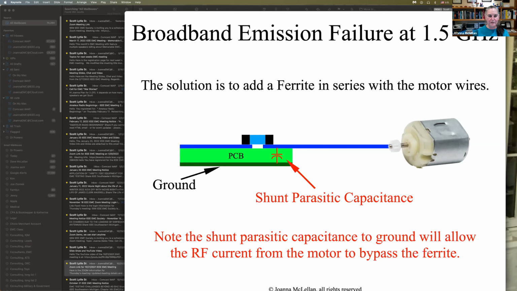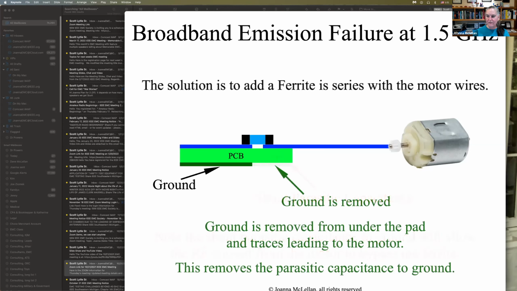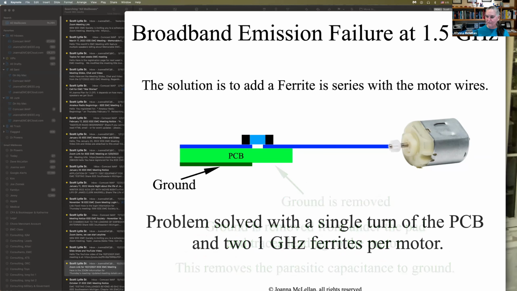In this case, what do you need to do? You have to evacuate the ground underneath the pad of the ferrite that goes to the motor. By doing that, you remove the parasitic capacitance and you have all of the RF current going through the ferrite, seeing the resistive nature of the ferrite. So, hey, cool, this works.